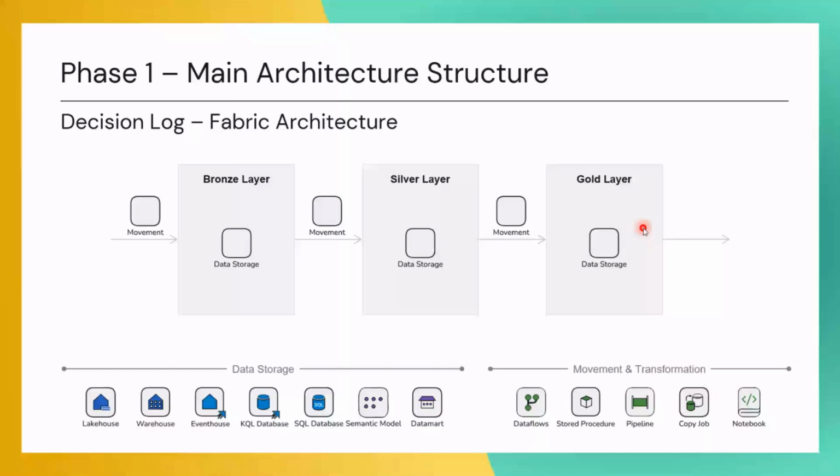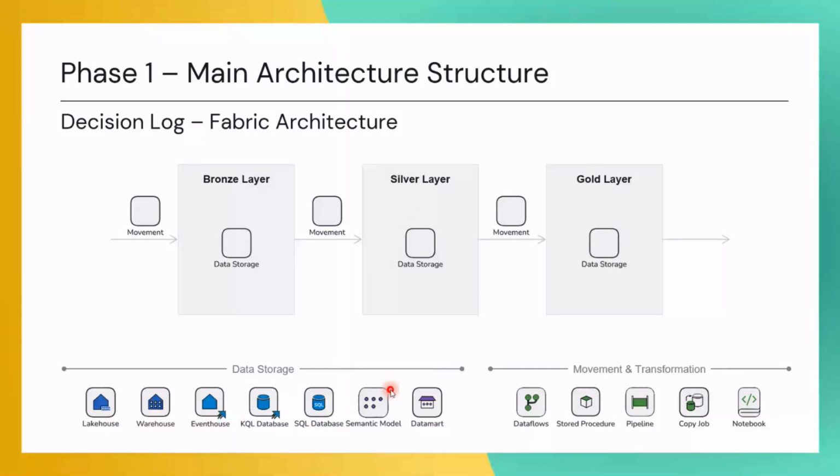As you can see here, we have our three layers, and in each of the layers we have one slot to fill with the data storage object. And between each layer we have movement elements, which are the ETL activities that we have in between. For the data storage, we have two existing objects from Power BI, which are the semantic model and data marts.